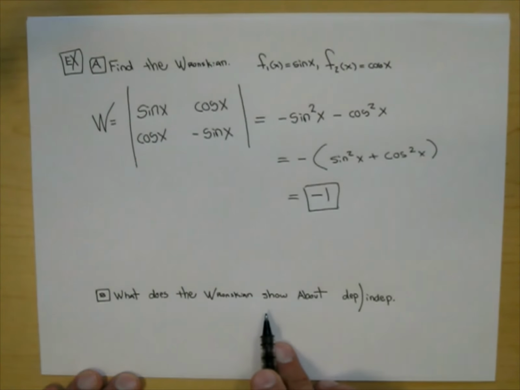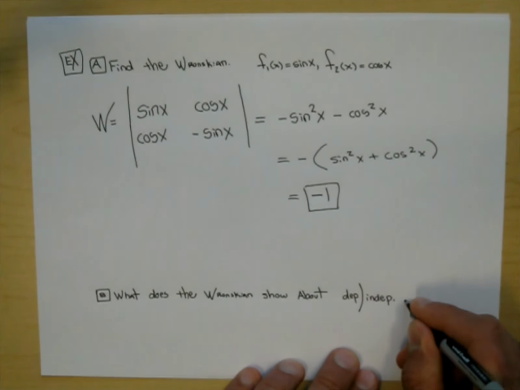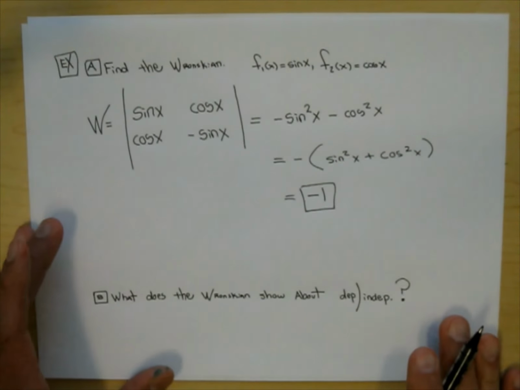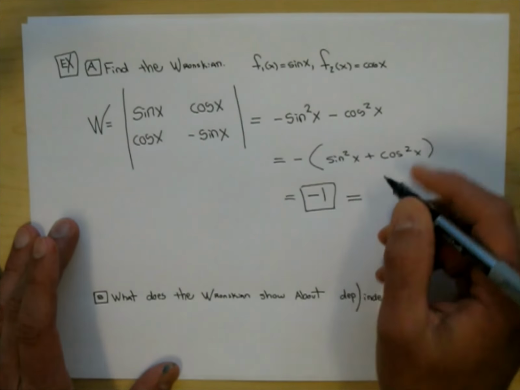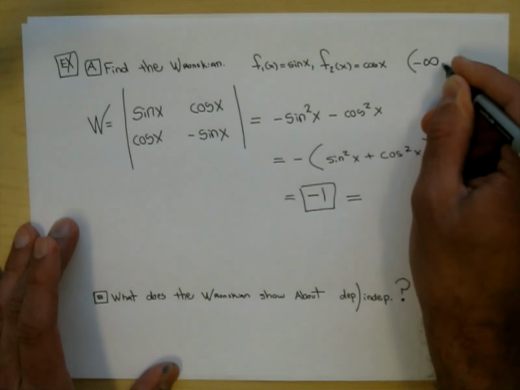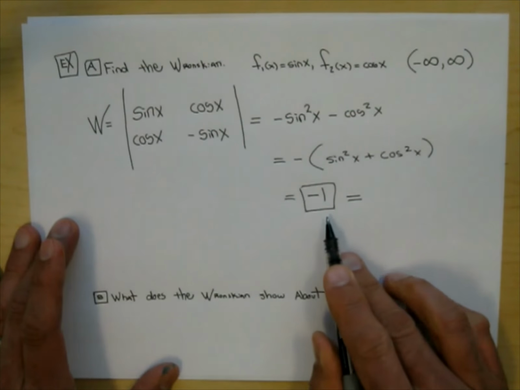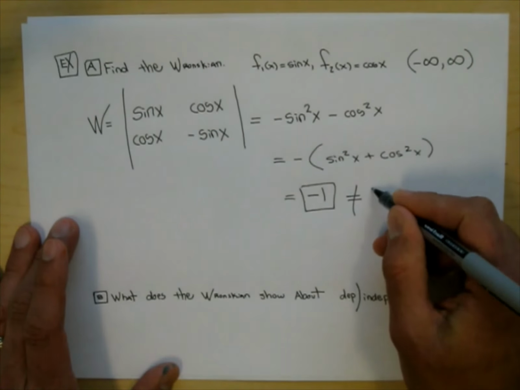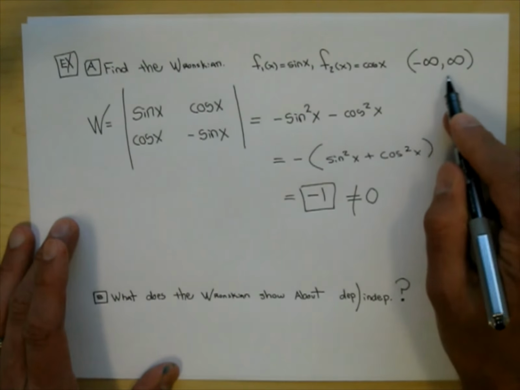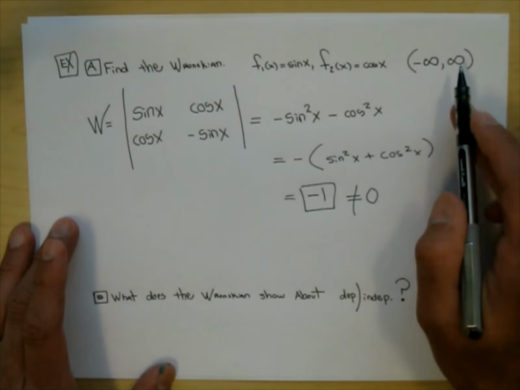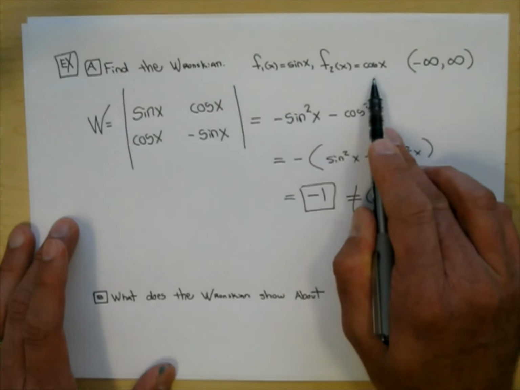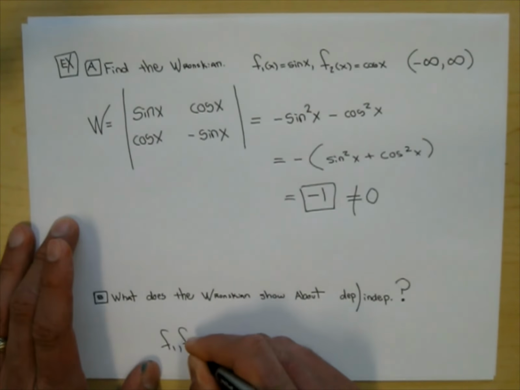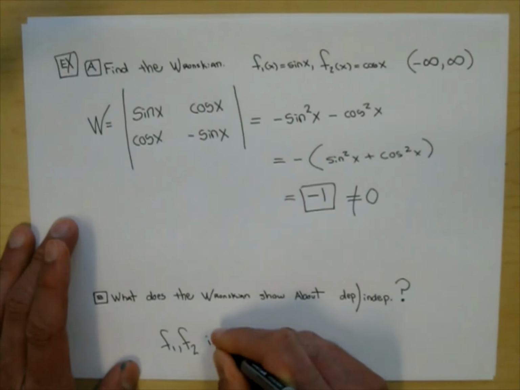What does the Wronskian show about dependent or independent? Well, because the Wronskian is -1, which does not equal 0, I should have put an interval here, so I'll put the interval from -infinity to infinity. Since it is non-zero for at least one x in that interval, then that shows that these two functions here, sine x and cosine x, are independent.